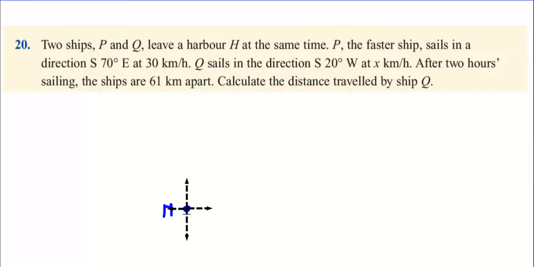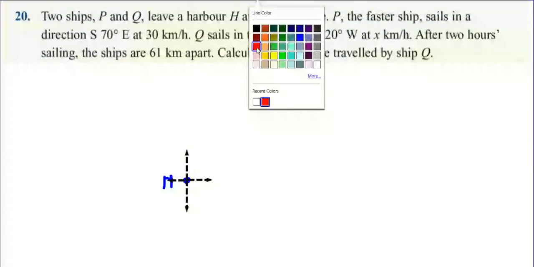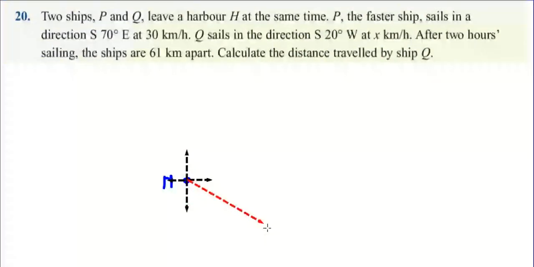One of them sails in the direction south 70 degrees east. Now, south 70 degrees east, I'm going to represent that using a red line. So south, and then you go up roughly 70 degrees east, like this. And it sails at 30 kilometers an hour. Now, I don't know how long to make this line, I'm just giving it a generic line.